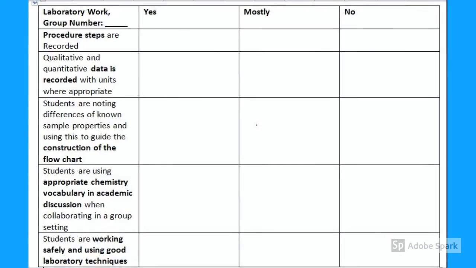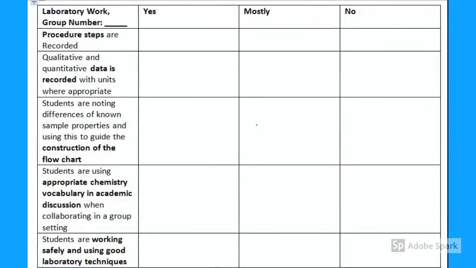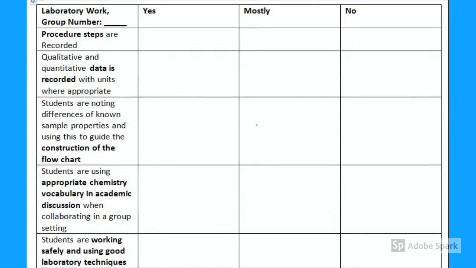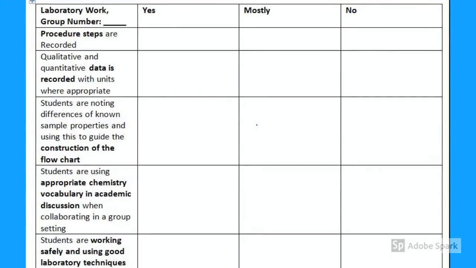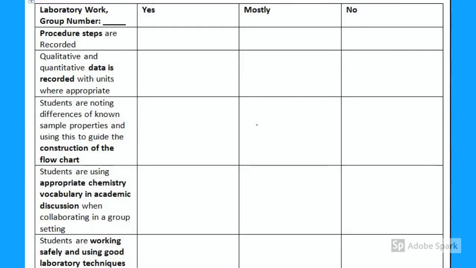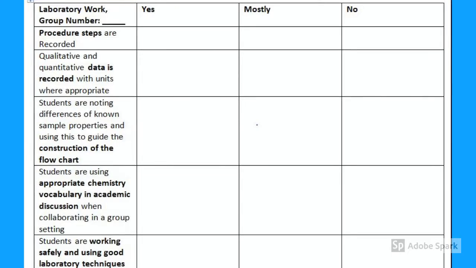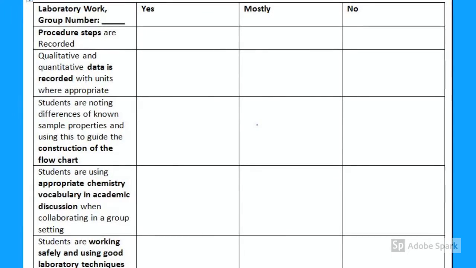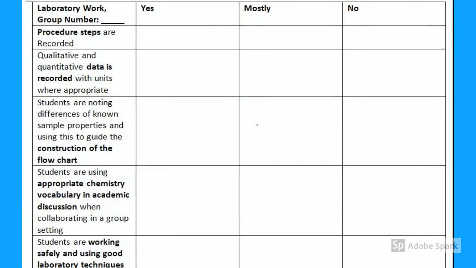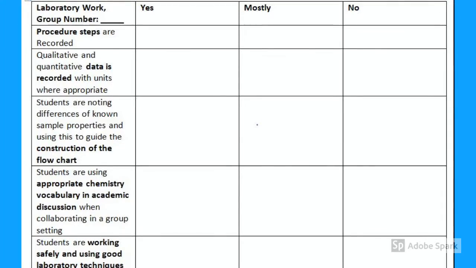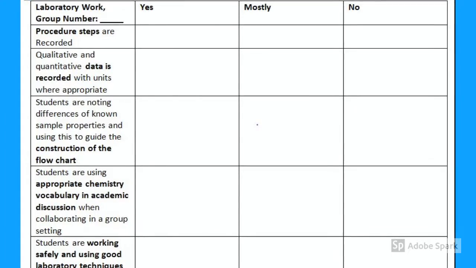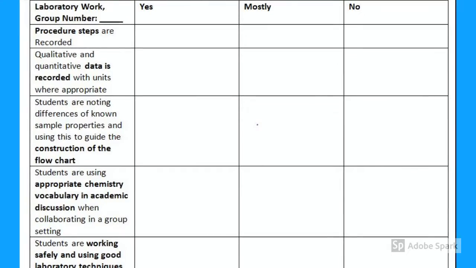A simple rubric like this can be used to assess whether students are recording their procedure steps, recording appropriate qualitative and quantitative data, whether they are constructing their flowchart as they make decisions, and whether they are using academic chemistry vocabulary and working safely and using good laboratory techniques while working together collaboratively.